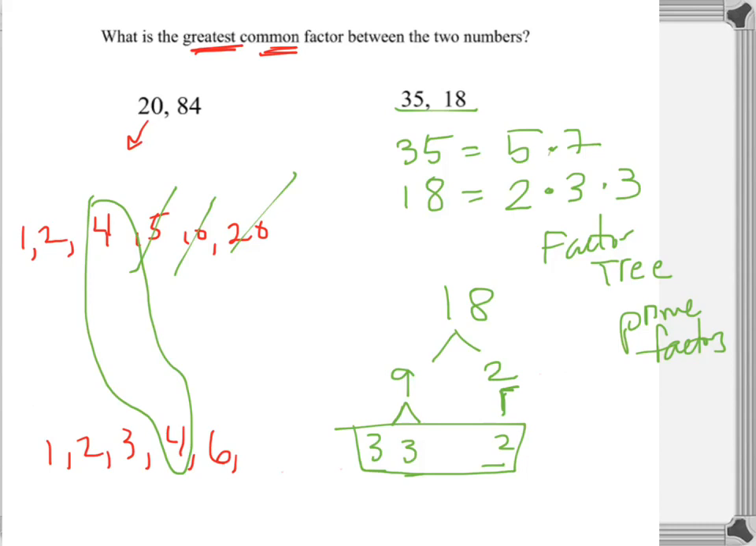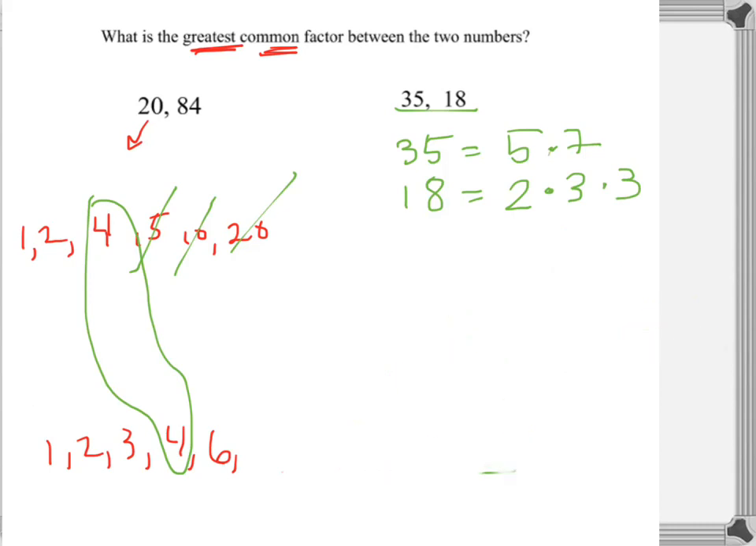So this is the second way of finding the greatest common factor: use the factor tree and break each number down into its prime factors, and then see if there's anything in common. So 35 has a 5 in it and 18 doesn't. 35 has a 7 in it and 18 doesn't. Likewise, 18 doesn't share any prime factors with 35, so the GCF between 35 and 18 is equal to 1. The greatest common factor is just 1.